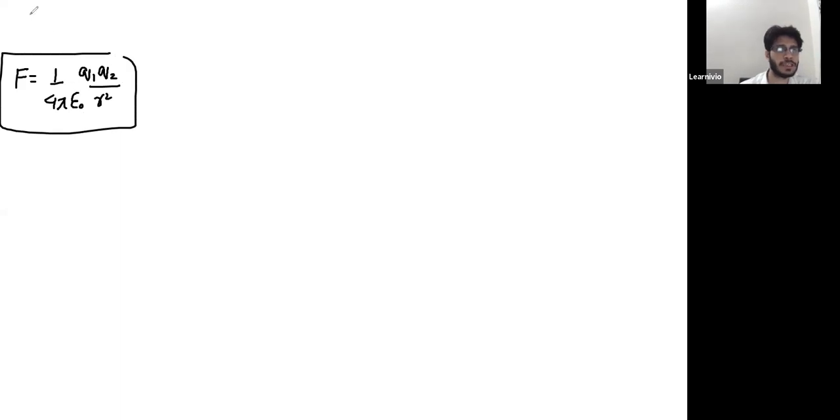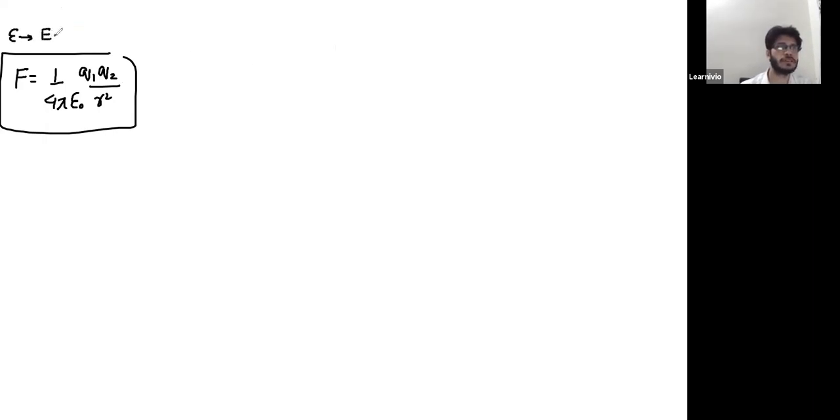Next, the expression for force between two charges is 1 over 4 pi epsilon naught, Q1, Q2 divided by R square. The name of this symbol is epsilon. The way you call this theta, you call this angle phi, this is eta. The name of this particular symbol is epsilon. It's a Greek symbol.